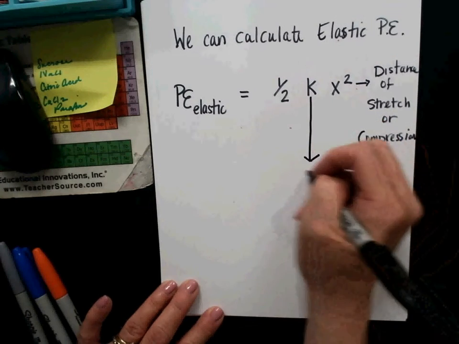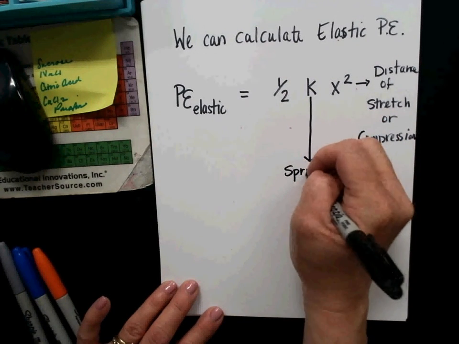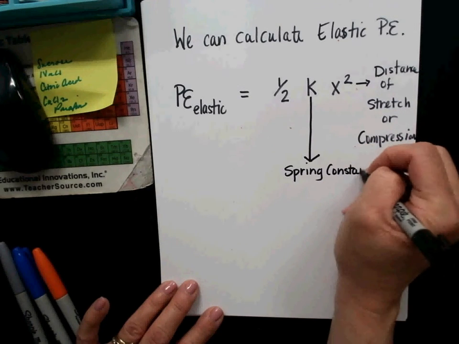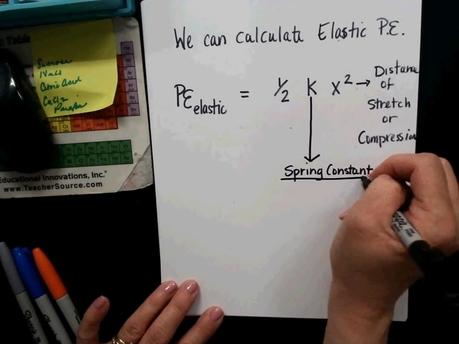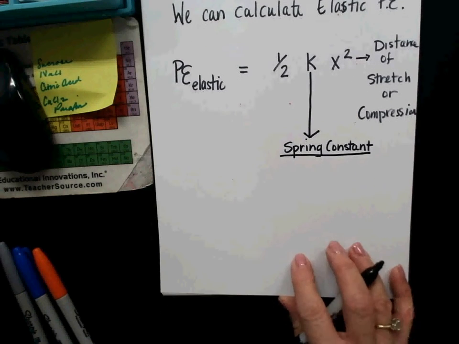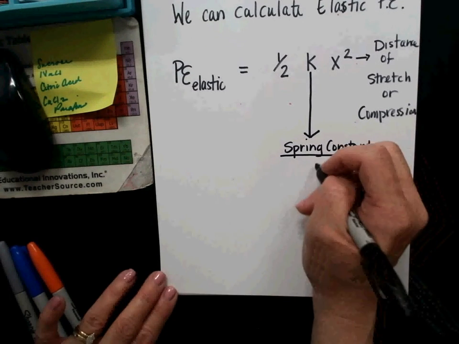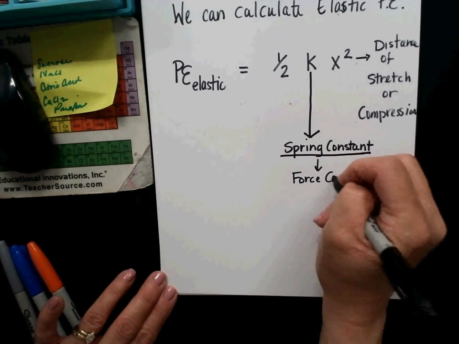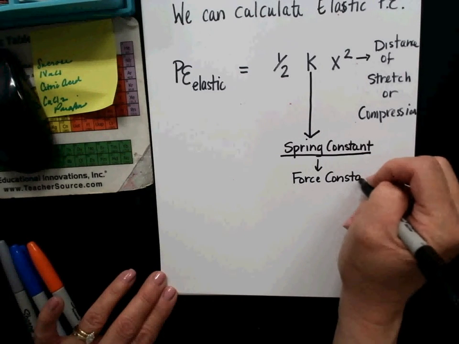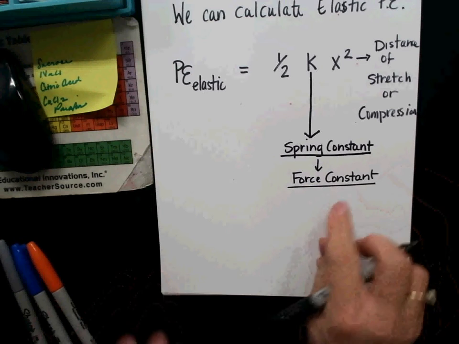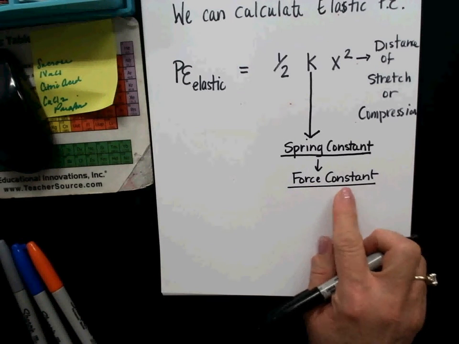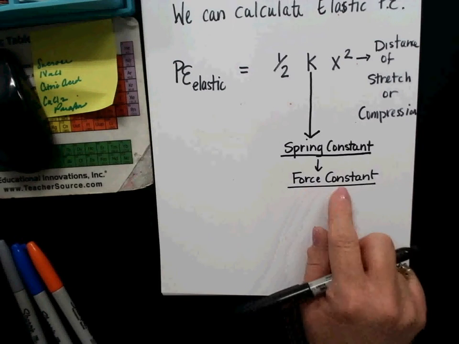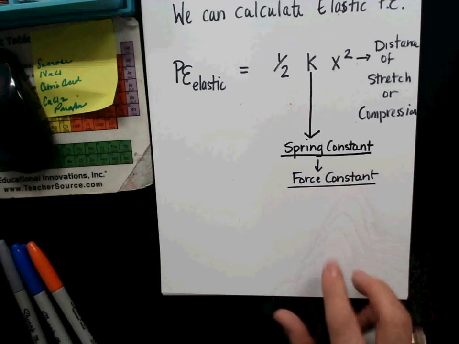And K is called the spring constant. Sometimes it's also called the force constant, but it will have that word constant after it. So force shows up a lot of times, we know that from our problems, but it's only K if it says constant after it.